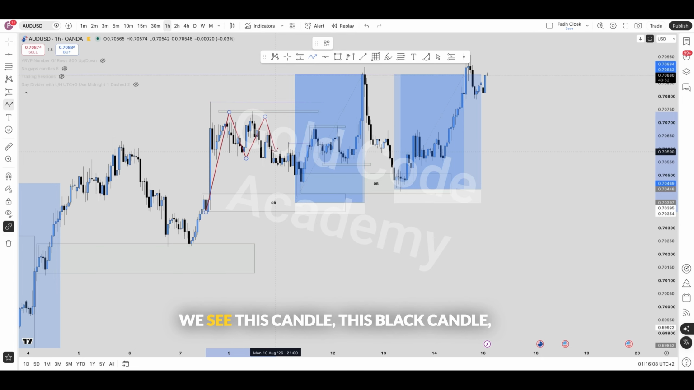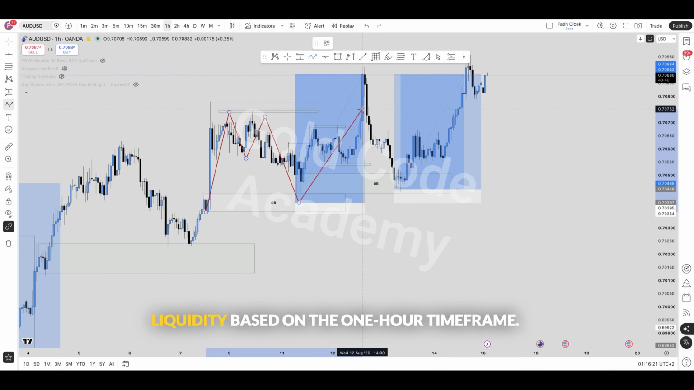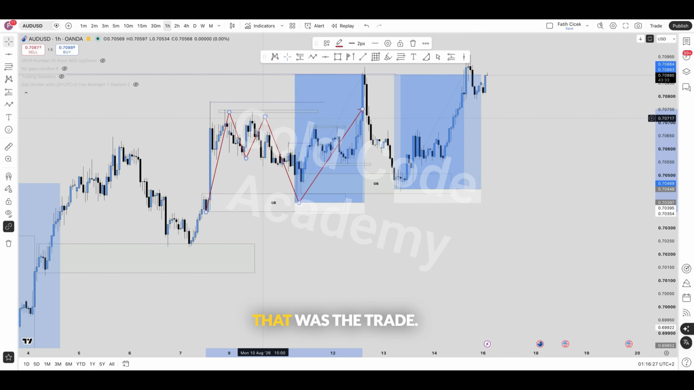Internal range liquidity. We see this candle, this black candle, looking into the order block, taking out the internal range liquidity to then take out and run through the external range liquidity based on the 1 hour time frame. Okay, that was the trade.